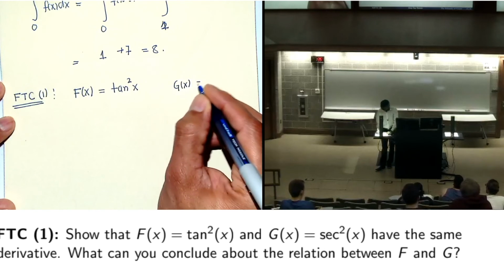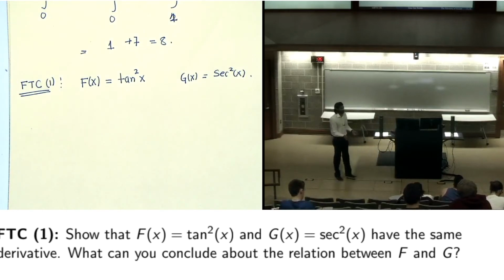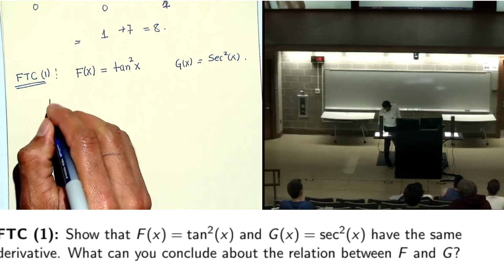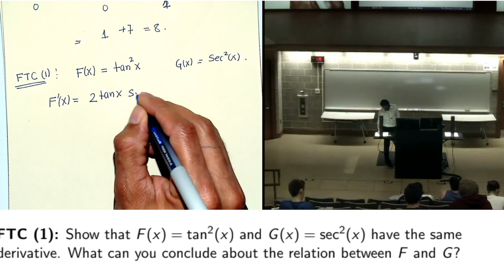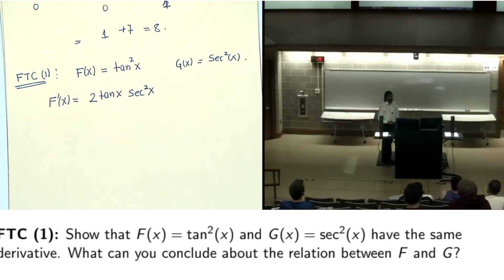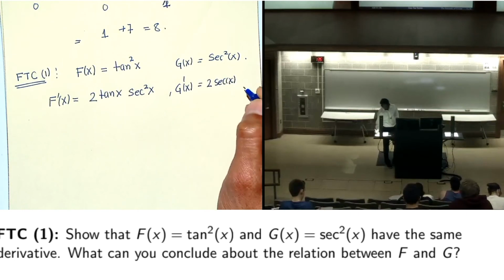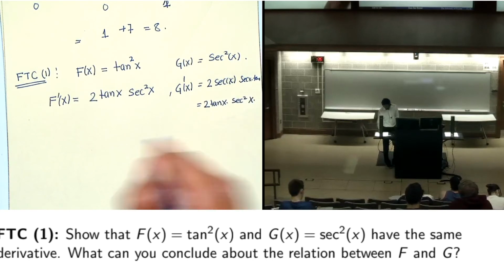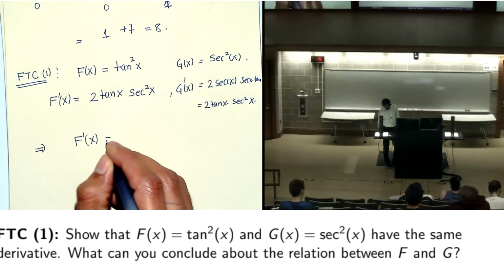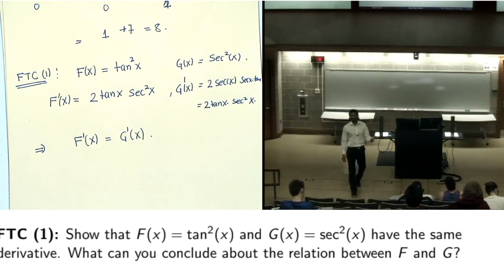And g(x) is equal to secant squared. The first thing is you want to verify: compute the derivative and show that both derivatives are equal. So we differentiate both functions and see what happens. The derivative of f(x) is 2 tangent of x times the derivative of tangent x, which is secant squared x. The derivative of g(x) is 2 times secant of x times the derivative of secant x, which is secant of x times tangent of x. Therefore this is 2 times tangent of x times secant squared x. So you verify that f prime of x is equal to g prime of x. This is the verification that f and g have the same derivatives.